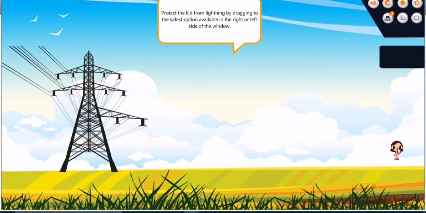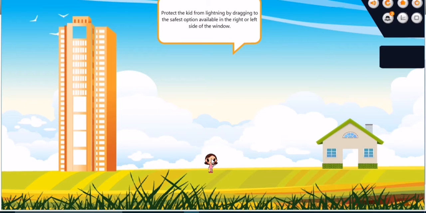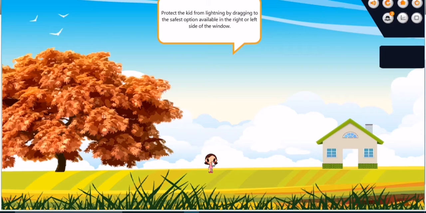I am dragging the kid away from the electricity. It is safe. Then I am dragging the kid into the house. It is safer in a small house. I put the kid in the house.